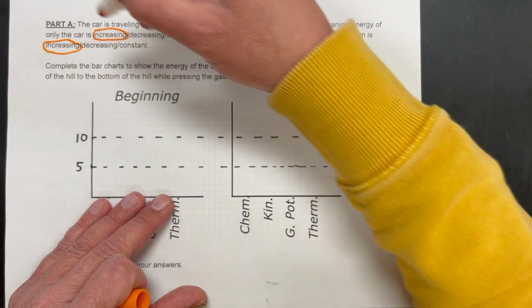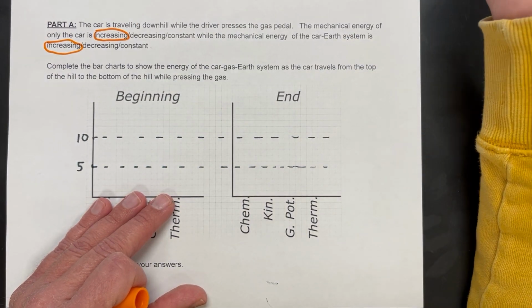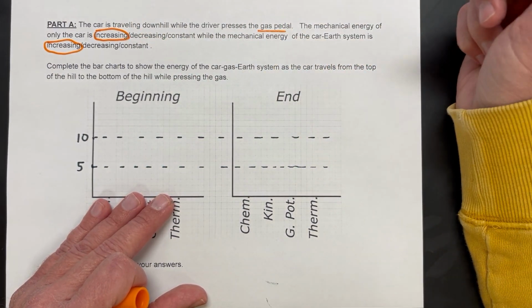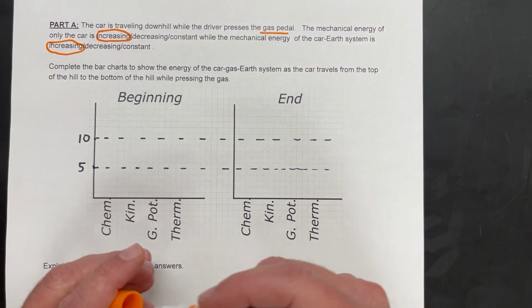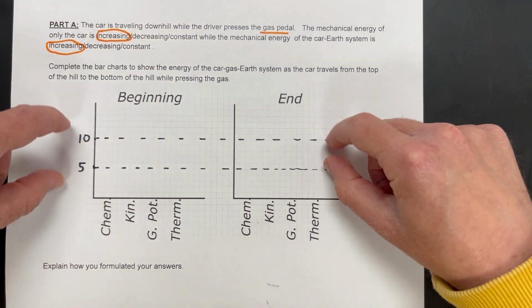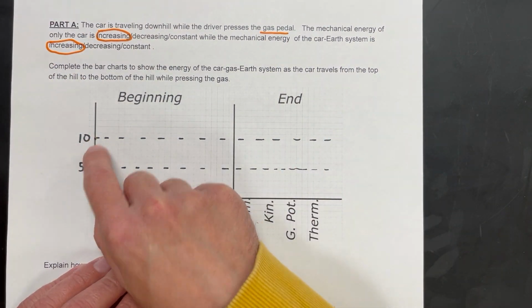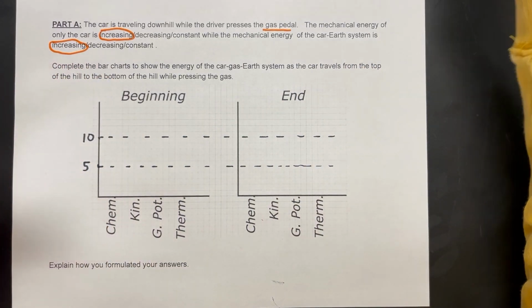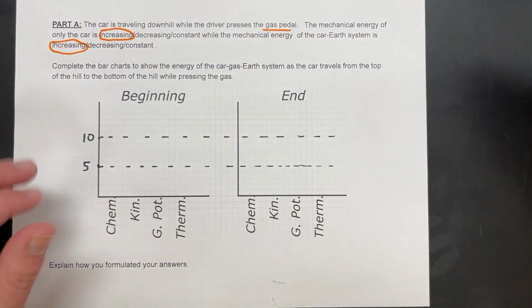A lot of people want to instinctively hit constant here. That would be true if they were just coasting down the hill, but it says they're hitting the gas pedal, and so they're getting additional energy from the gasoline's chemical energy. I added these little lines here with 5 and 10 bars just so it'll be easier to see, because how much there is very important for what we're getting ready to do.